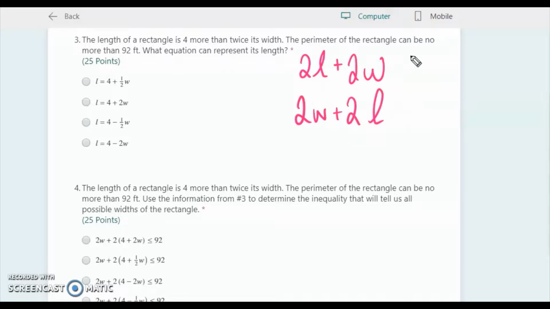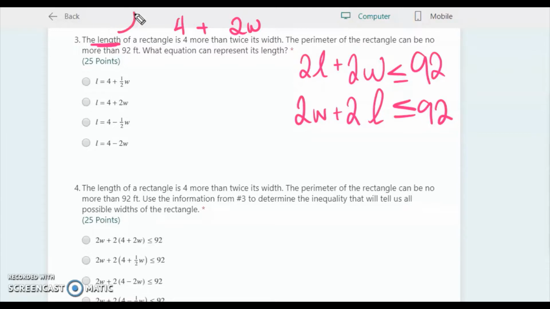And I want it to be no more than 92, so it would have to be less than or equal to 92. So either one of these will work. But the length is in terms of width. The length of a rectangle is 4 more than. More is plus. Twice means double. So 2 times W. And then the length is 4 more than that. So that does tell you your answer to number 3.